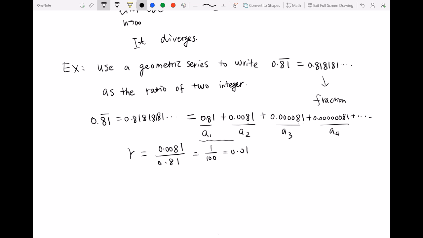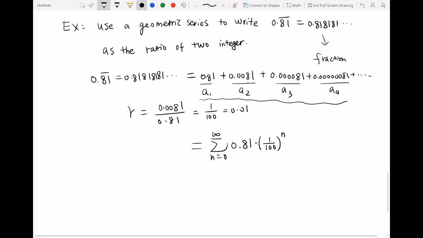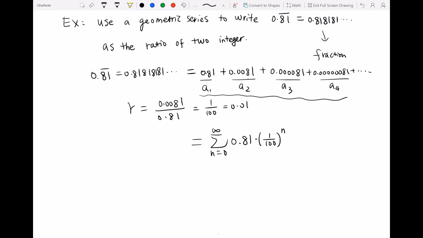I can rewrite this series as a summation of a geometric series of 0.81 times 1 over 100 to the power n, n from 0 to infinity. That makes sense, right? The first one is 0.81 times 1 over 100 to the power 0. The second one is 0.81 times 1 over 100. So basically I put this series back into a geometric series. The summation of that, okay? Then the ratio is less than 1, and we have learned that a geometric series, if the ratio is less than 1, converges to a fraction.